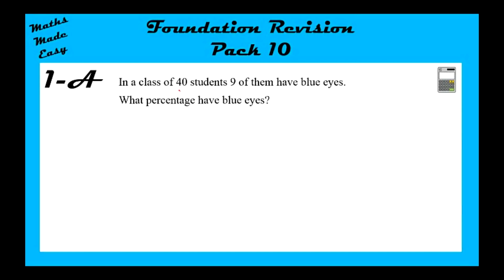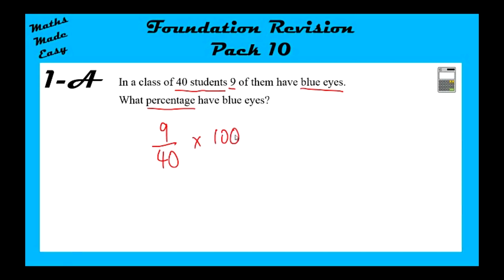Question 1a. We've got a class that has 40 students and 9 of those students have blue eyes. We need to write this as a percentage. What percentage have blue eyes? To write something as a percentage, first write it as a fraction. So what fraction have blue eyes? Well, there are 9 out of 40 students, 9 out of 40.